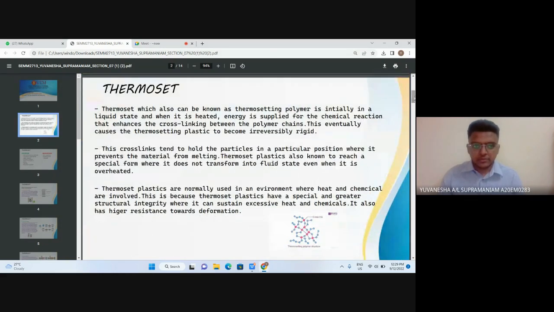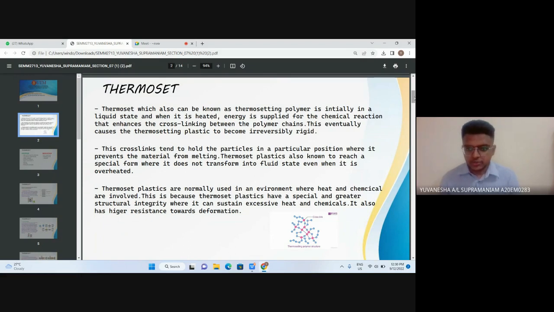Okay, let us look at what is thermoset. Thermoset, which can also be known as thermosetting polymer, is initially in a liquid state, and when it is heated, energy is supplied for the chemical reaction that enhances the cross-linking between the polymer chains. This eventually causes the thermosetting plastic to become irreversibly rigid. Second, these crosslinks tend to hold the particles in a particular position, where it prevents the material from melting.